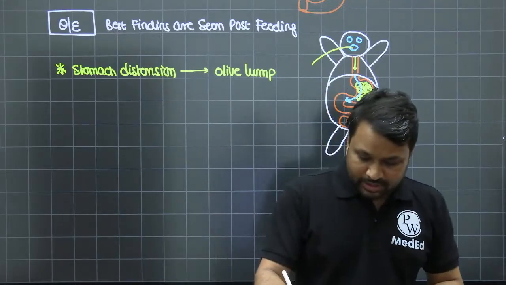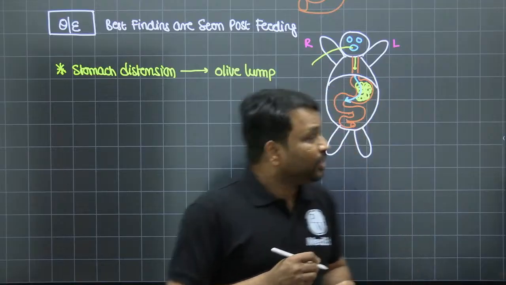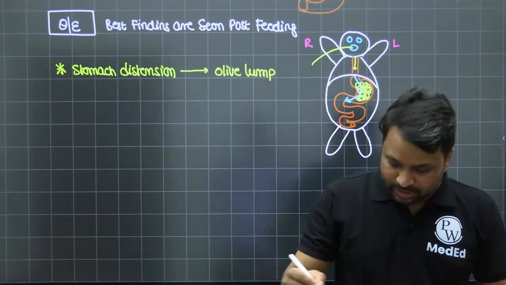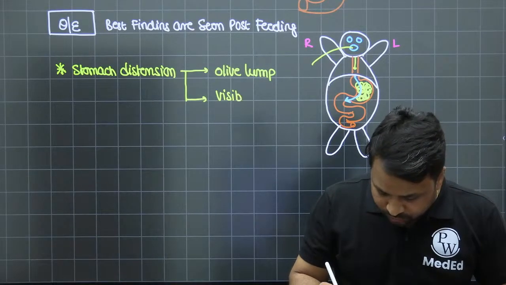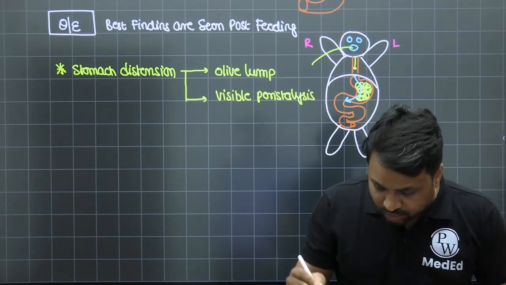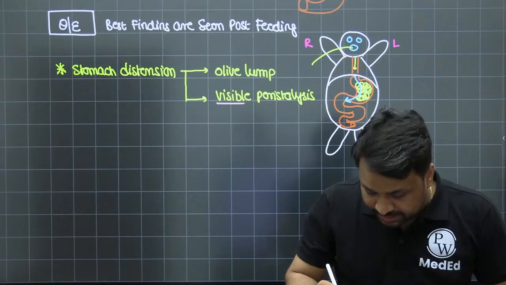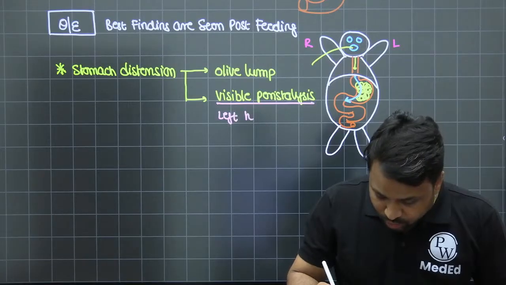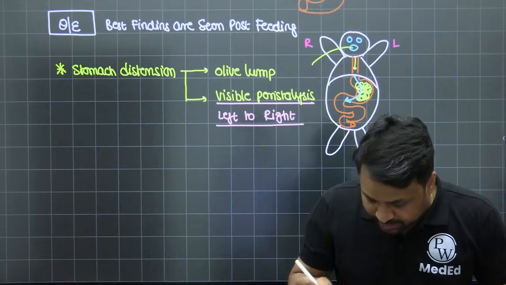So obviously when you look at this, this is going to be the right side and this happens to be the left side. So what is the direction of peristalsis? It is going to be left to right. So the second thing I'm going to notice is the presence of visible peristalsis, and this visible peristalsis is because of the intense contraction occurring inside the stomach. And more importantly, what is the direction of this peristalsis? It is going to be left to right. Now why this is important is, it is the gastric peristalsis.